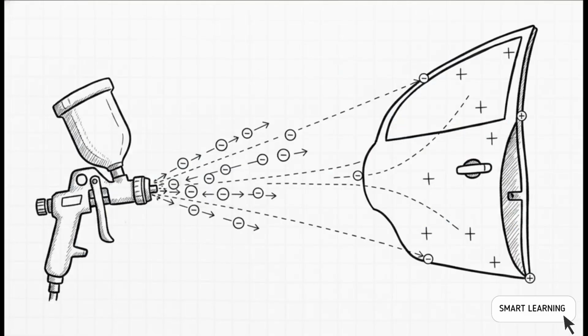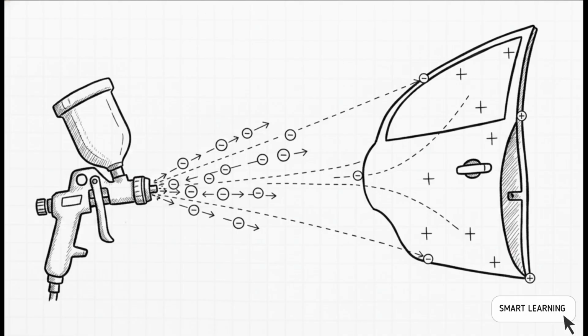Let's also see how this translates into everyday manufacturing like painting cars. In electrostatic spray painting, the spray gun actually gives the paint droplets a negative charge, while the car itself is grounded and positively charged. As the paint leaves the gun, it acts like a homing missile. It is magnetically drawn directly to the metal surface.